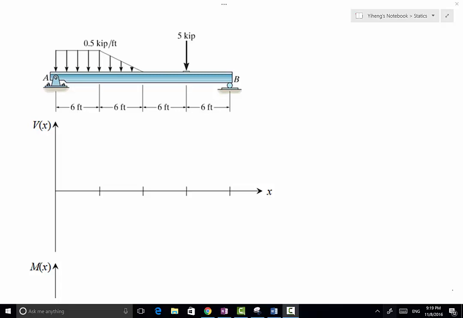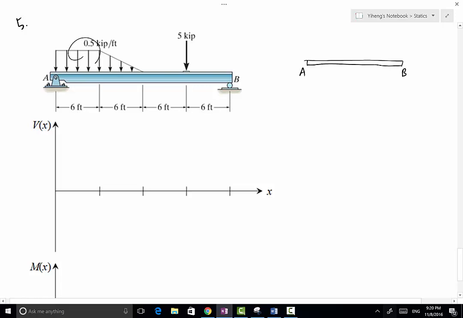This is problem 5. For this problem, again, we need to use the graphical method to determine the shear and moment diagrams for this beam. So the first thing we want to do is to determine all the support reactions. So this is from point A to point B.